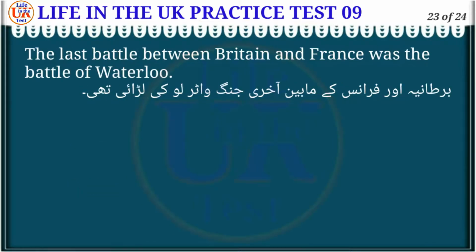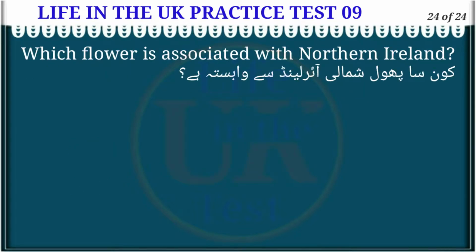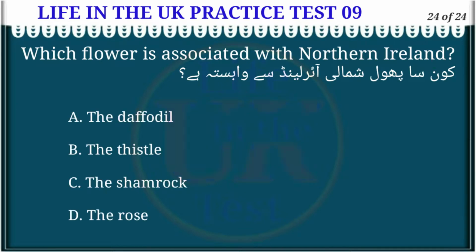Question 23 of 24. The last battle between Britain and France was the Battle of Waterloo. A. True. B. False. The correct answer is, this statement is true. Question 24 of 24. Which flower is associated with Northern Ireland? A. The daffodil. B. The thistle. C. The shamrock. D. The rose. The correct answer is C. The flower associated with Northern Ireland is the shamrock.